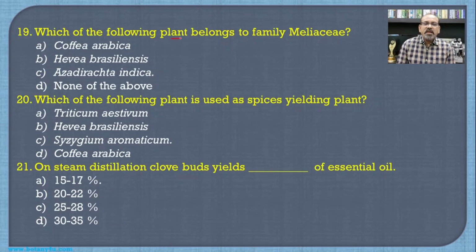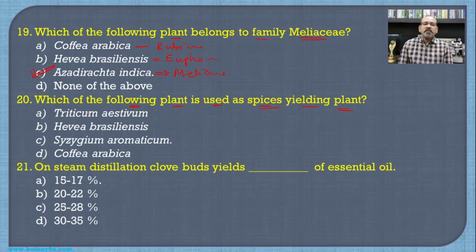Then which one of the following plants belongs to family Meliaceae? So Coffea arabica, we have seen it belongs to the family Rubiaceae. Hevea brasiliensis, we have seen that it is a member of family Euphorbiaceae. Then Azadirachta indica, that is the neem plant, which is one of the medicinal plants in the syllabus, belongs to the family Meliaceae. So our answer becomes Azadirachta indica, which belongs to the family Meliaceae. Then which one of the following plants is used as a spice yielding plant?